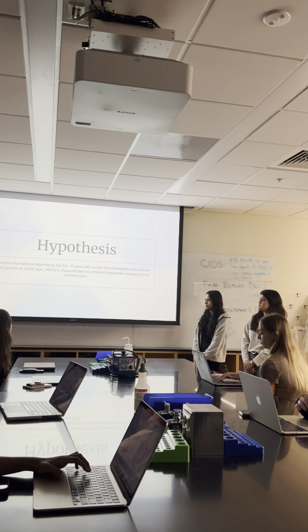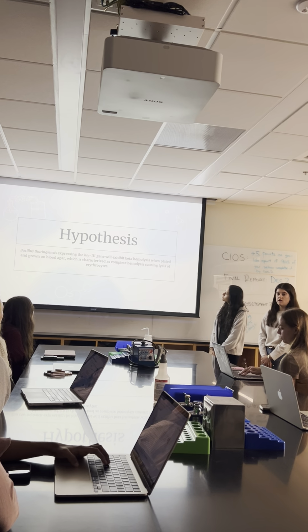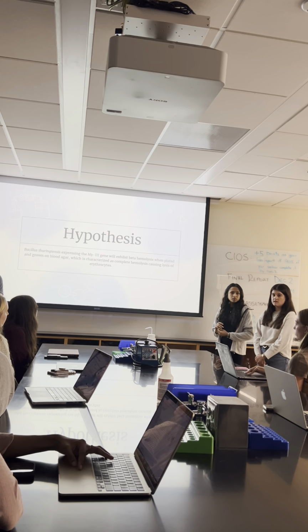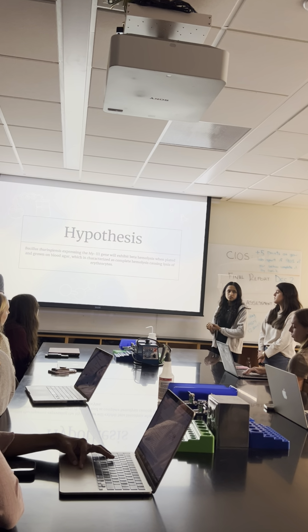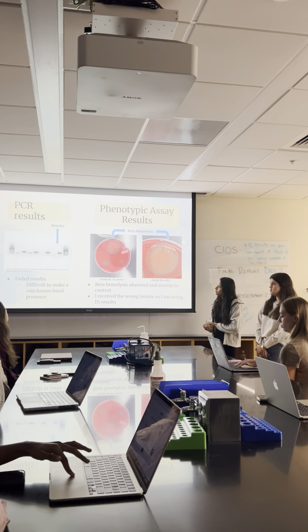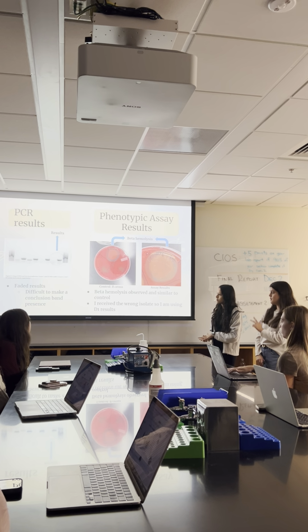And then my hypothesis was Bacillus thuringiensis expressing the hemolysin 3 gene will exhibit beta hemolysis when plated and grown on blood agar, which is characterized as complete hemolysis causing the lysis of erythrocytes. And then here are my PCR results. It was a little difficult to make a conclusive interpretation, just because the control didn't really show up, so I'm not sure if they were switched.